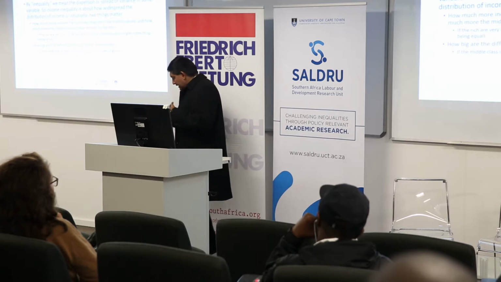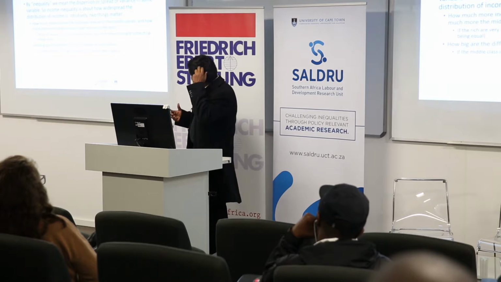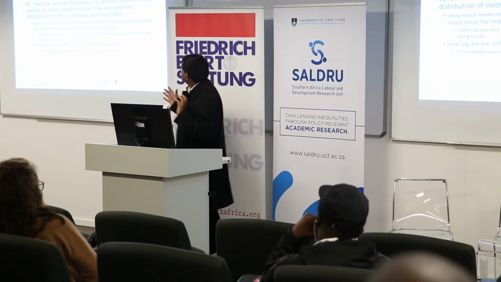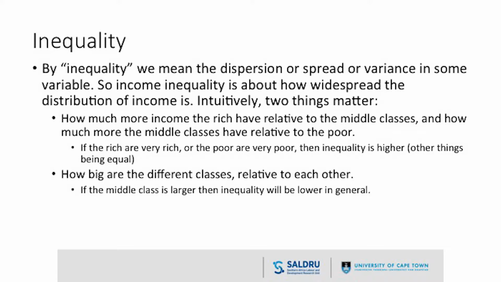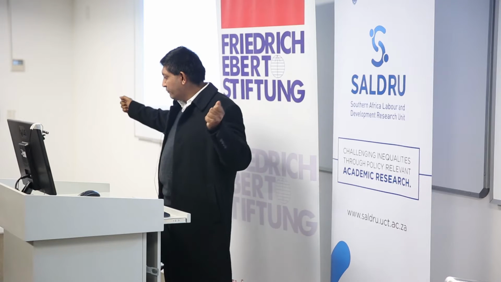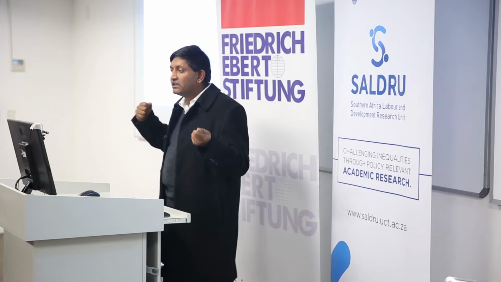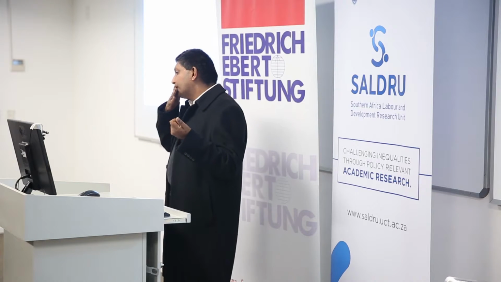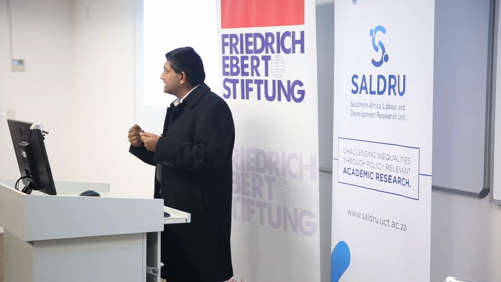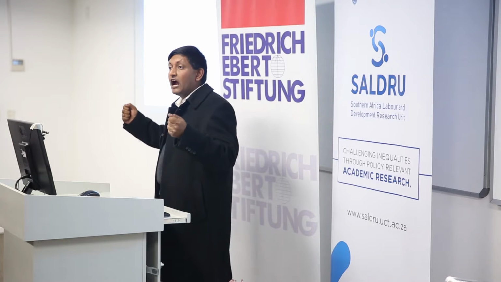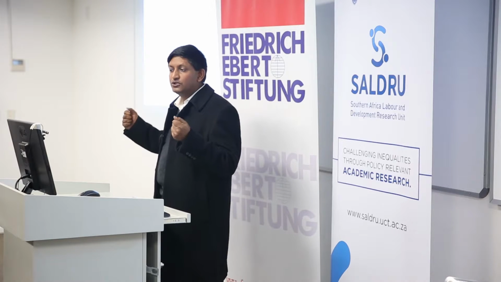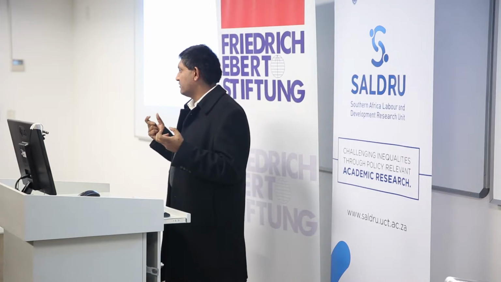So by inequality, maybe this is kind of superfluous, but let's just go through it. We mean the dispersion or spread of variance in some variable. And by dispersion, we just mean how far apart are the different people or the different groups. So variance is a statistical measure, but if you said that people are different, the question is how many people are different and how far apart are they? That's our two big dimensions that we care about here.